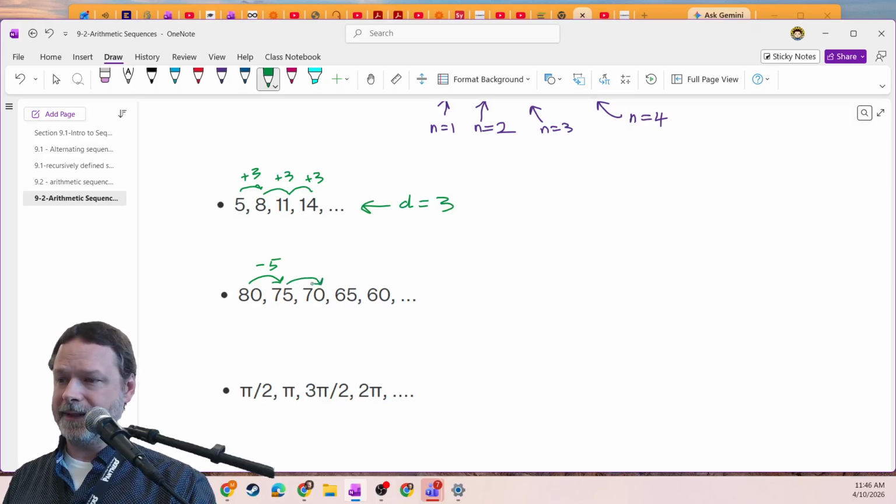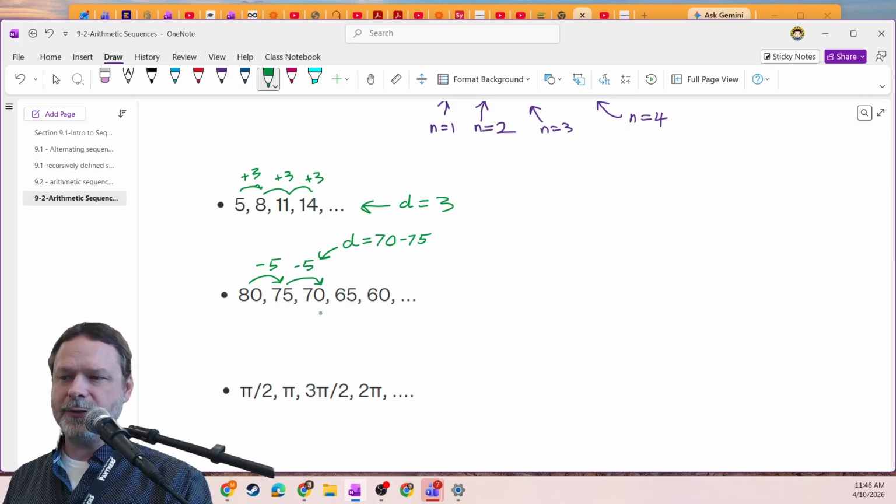75 to 70. What's that? 70 minus 75 is negative 5. And so our difference, the way I got it, was 70 minus 75. I'm showing it to you because this is important. This is how you find the common difference in a very easy way.